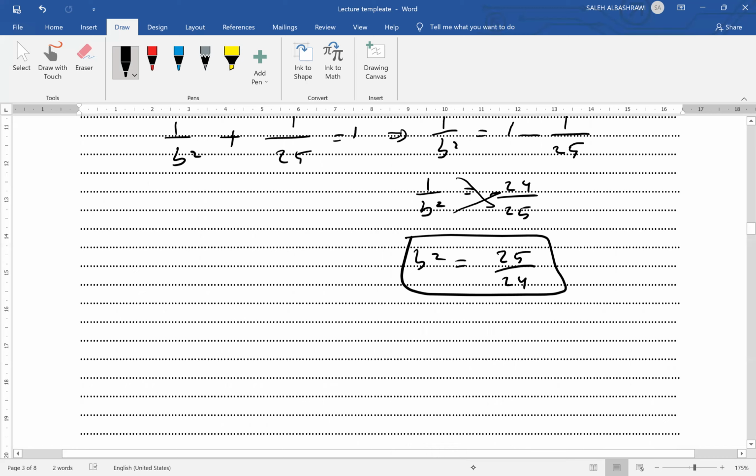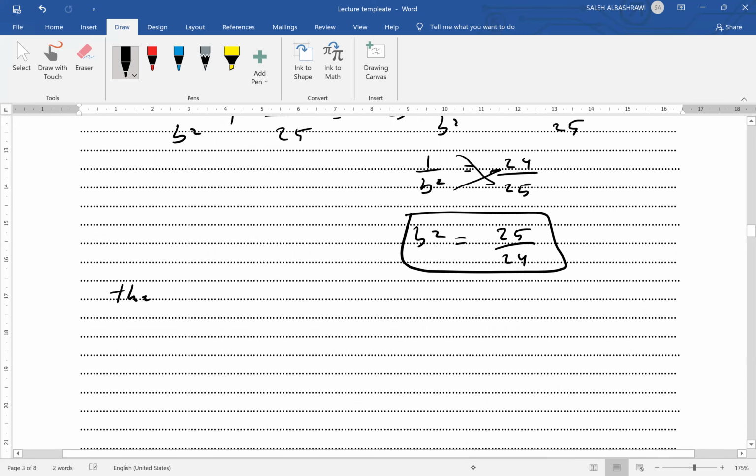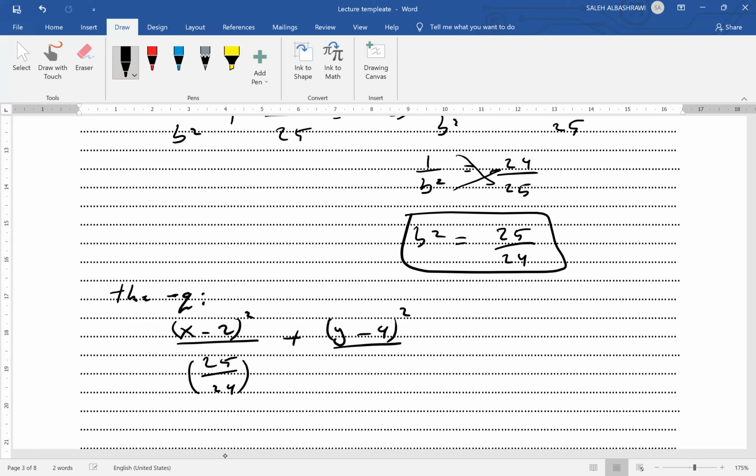It means that the equation now will be written: it is (x minus h), we say that it is (x minus 2) to power 2 over b squared, that is 25 over 24, plus (y minus 4) all to power 2 over a squared, that is 25, is equal to 1. So this is the equation in the standard form: (x minus 2) all to power 2 divided by 25 over 24 plus (y minus 4) to power 2 divided by 25 equal to 1.